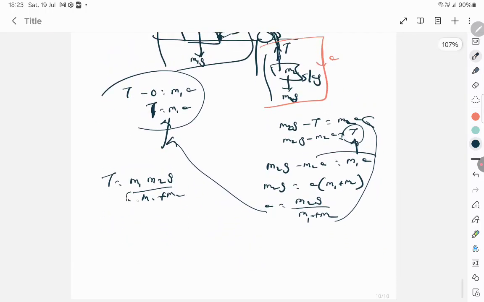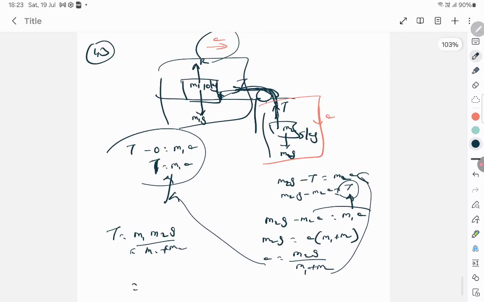Let's multiply those values and see. What are the masses you have? A 10 kg and a 5 kg, which is 50 kg into gravity. Let's take it as 10, divided by 10 plus 5, which is 15. So it's 60 by 15. So I'm getting 4 newtons. The answer is wrong.